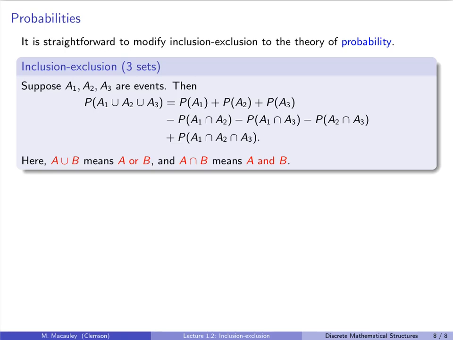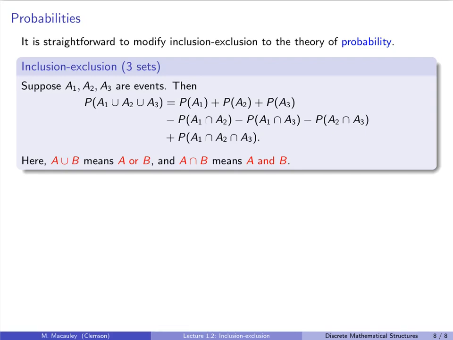They're just playing on a random day in a random team. So then the probability of A1 or A2 or A3 happening is the sum of the individual probabilities that they happen, minus the probability that A1 and A2 happen, that A1 and A3 happen, and that A2 and A3 happen. So we have to subtract those. Then we have to add back the probability that all 3 happen.